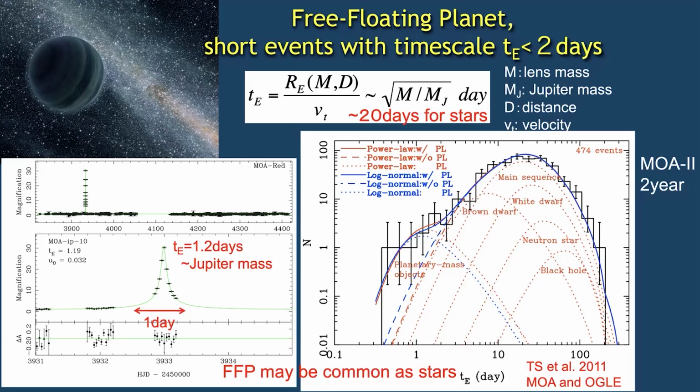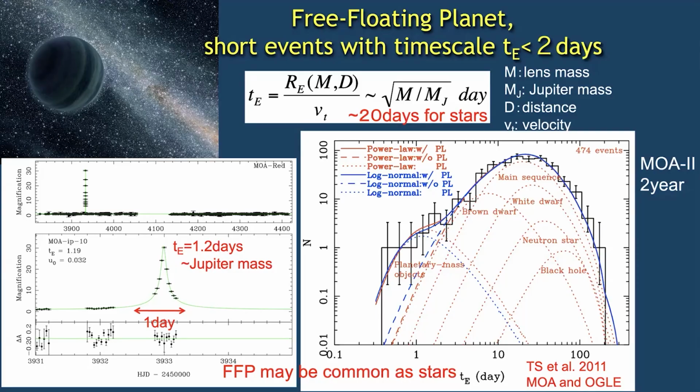And here is a close-up. The time scale is about 1 day, 1.2 days. So this is very likely Jupiter mass. So as I said, we cannot directly measure the mass of the lens object. We have to do statistical analysis.